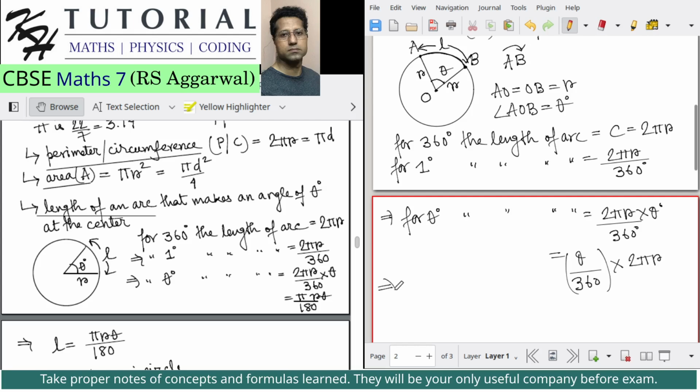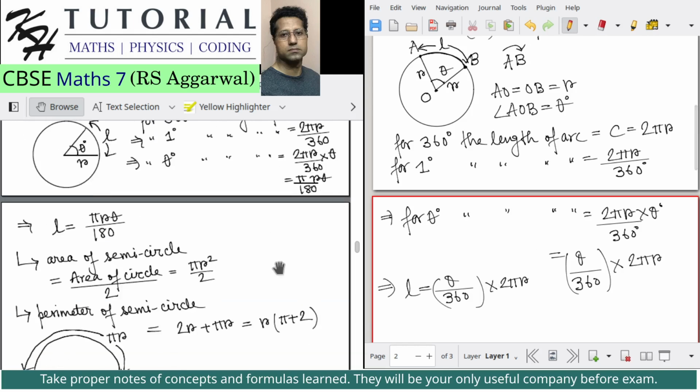So this implies we get the formula that L is equal to theta by 360 multiplied by 2 pi r. So the length of an arc AB, which is making an angle theta at the center of a circle of radius r, if we consider the length to be L, then L will be equal to theta by 360 multiplied by 2 pi r. Okay, so this was the length of an arc that makes an angle theta degree at the center of a circle of radius r.